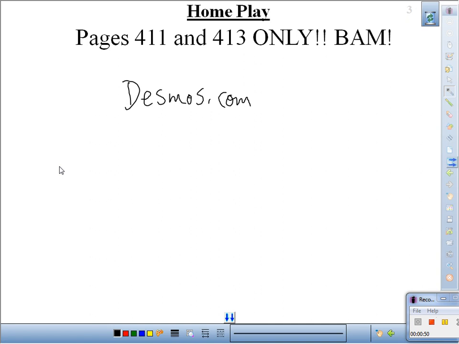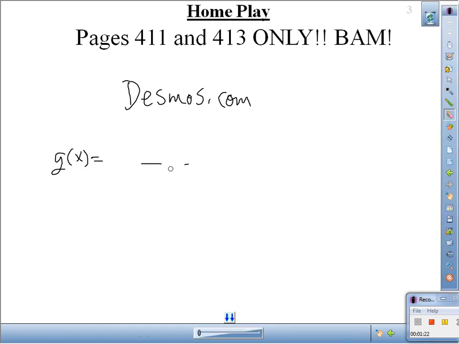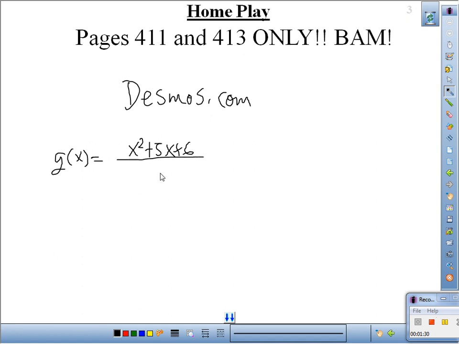Does that make sense? So if it starts g of x, well, what are you going to type? g of x equals whatever the case. Now check this out, this is very important. Since we're dealing with rationals, that means something in the numerator and something in the denominator. Let's say I wanted to write x squared plus 5x plus 6 over x squared plus 2x plus 1.